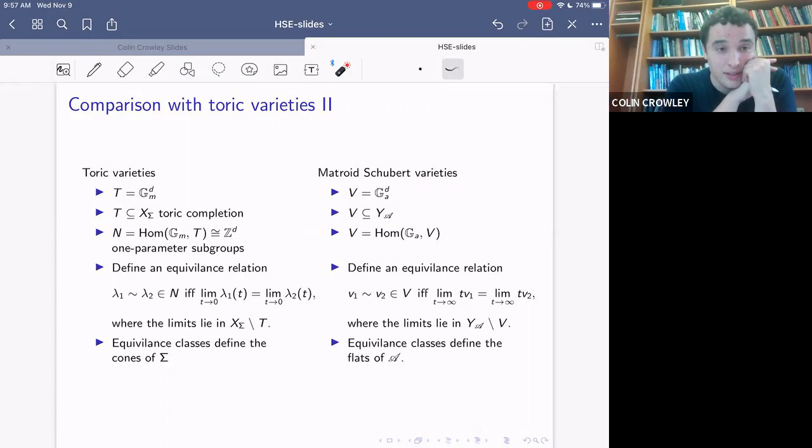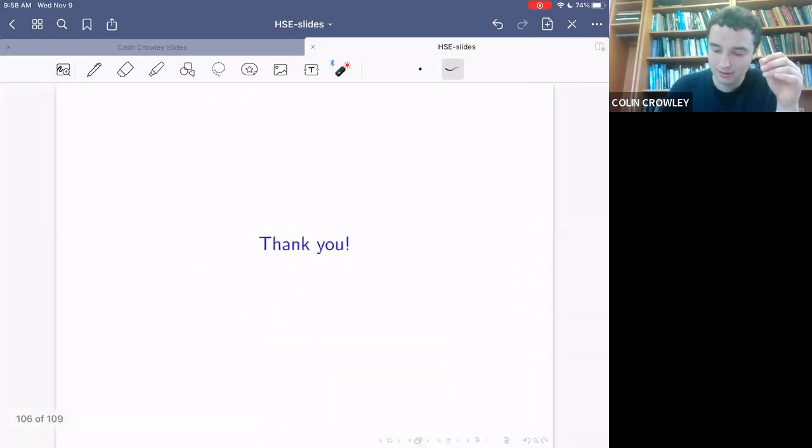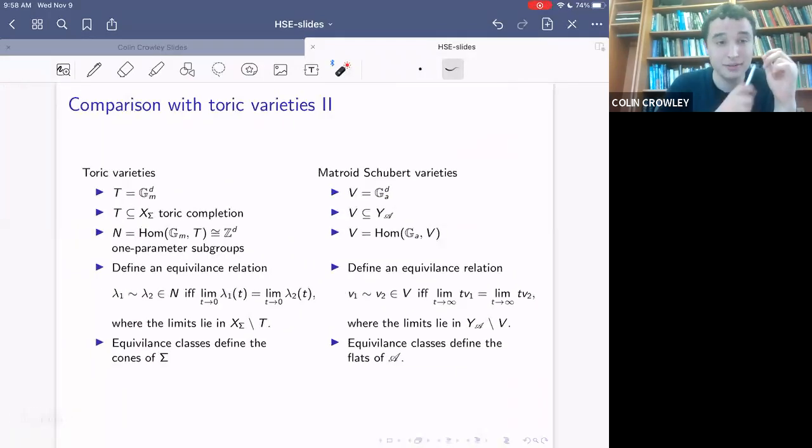So these are my two comparisons. Fans are like hyperplane arrangements. These flats, these strata, are like the cones. And there's an isomorphism of posets between orbits and flats. And yeah, this is all I had to say. So I'll stop there.